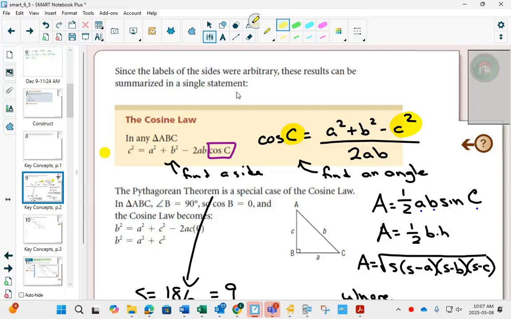Other than that, the other two sides, the A and the B, it doesn't matter which one you pick for which. But it's very important that sides go with opposite angles. So if you're finding a side, you can only find the side opposite the angle you're given. If you're finding an angle, you have to subtract the opposite side here. The other ones don't matter.